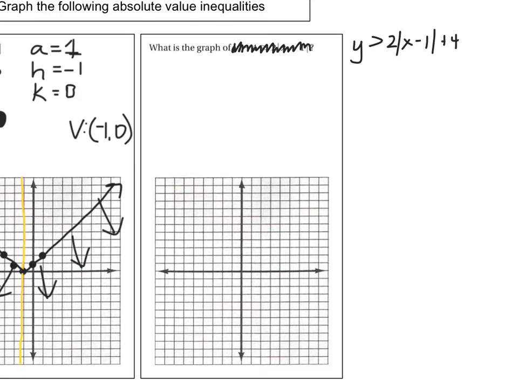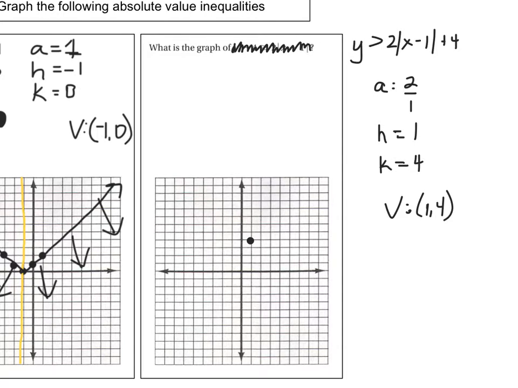So in this case, my a value is 2, or 2 over 1. My h value is the opposite of what's inside the absolute value. That's positive 1 then. And the k value is 4. So my vertex is the ordered pair 1, 4. That tells me I'm going to go right 1, and I'm going to go up 4, and I'm going to put a dot. That's where my vertex is.